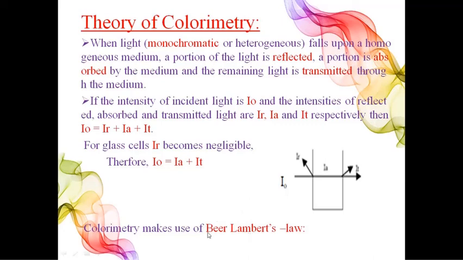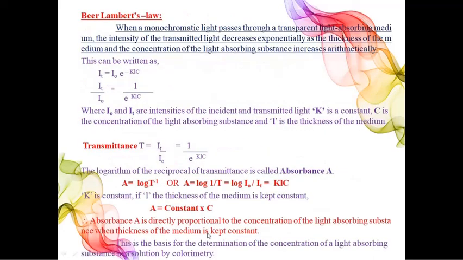Colorimetry makes use of a law called Beer-Lambert's law. Let us look at that law. When a monochromatic light passes through a transparent light absorbing medium, the intensity of the transmitted light decreases exponentially as the thickness of the medium and concentration of the light absorbing substance increases arithmetically. This we can write as IT, the transmitted light, is equal to I0, the incident light, e to the power of minus KLC, where K is the constant, L the thickness of the medium, and C the concentration of the solution.